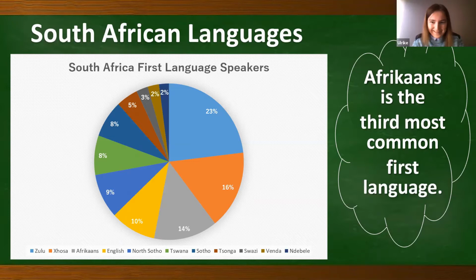Okay, I'll jump in as the HRT and attempt to translate. So in South Africa, there are 11 official languages, and Afrikaans, as written on the screen, is the third most common first language spoken.